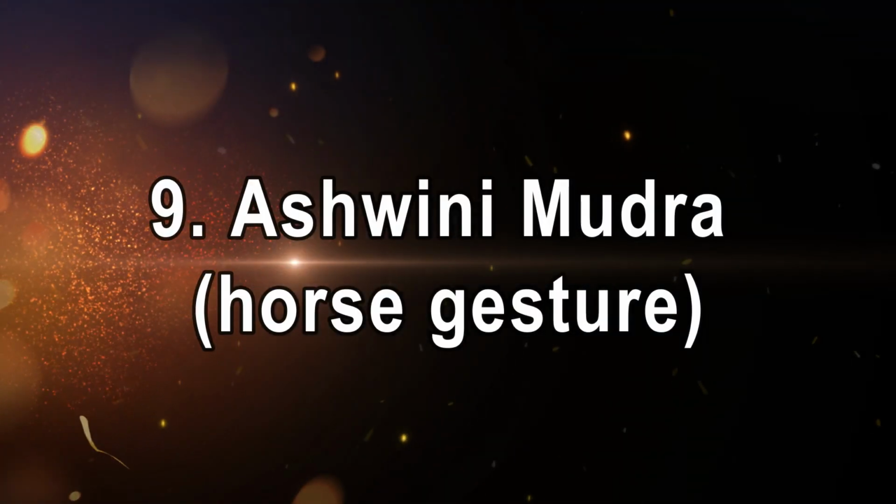Ninth is Ashwini Mudra, horse gesture. Technique 1, rapid contraction. Sit in any comfortable meditation asana. Close the eyes and relax the whole body. Become aware of the natural breathing process for a few minutes, and then take the awareness to the anus.